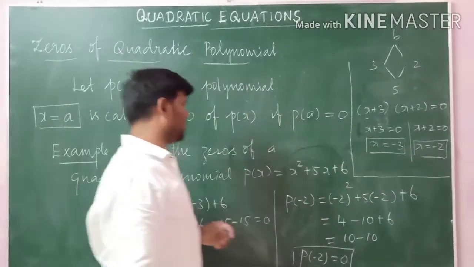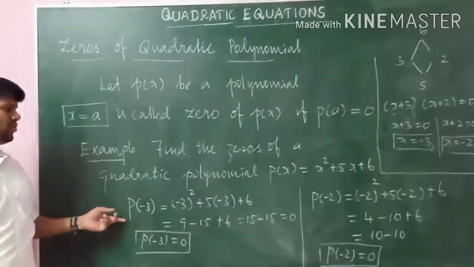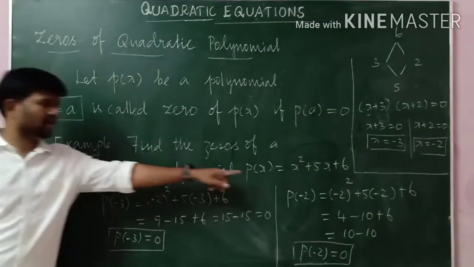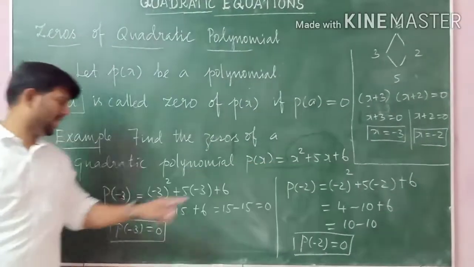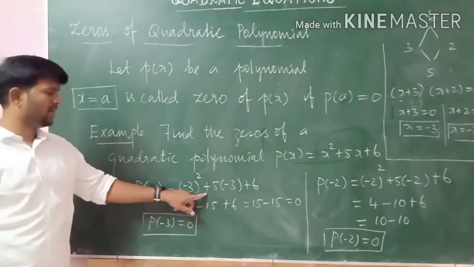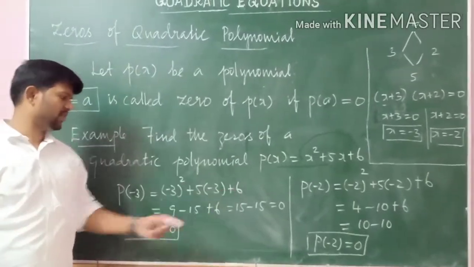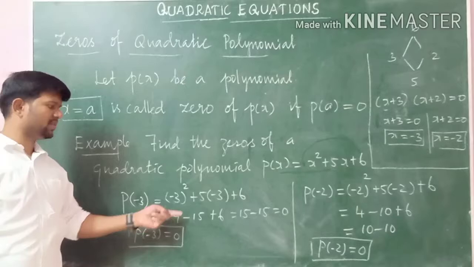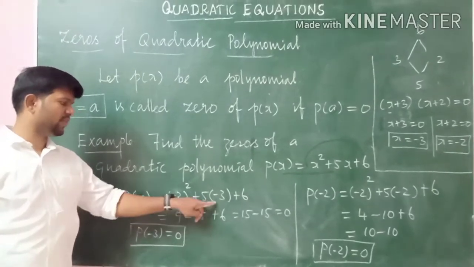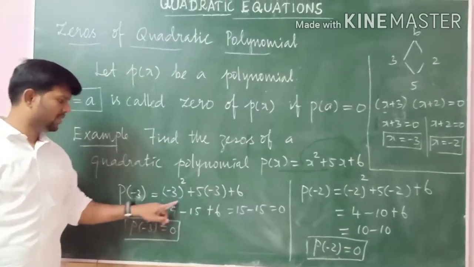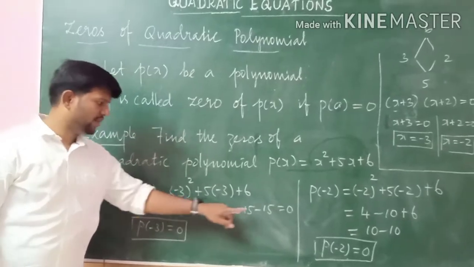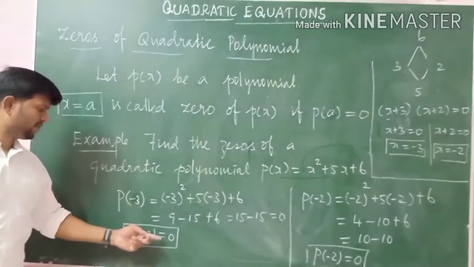Take x is equal to minus 3. Substitute here p of minus 3. Replace x by minus 3. So minus 3 square plus 5 into minus 3 plus 6. What is minus 3 square? Plus 9. Plus into minus, minus 5 3s are 15, plus 6. This 9 plus 6 is 15. 15 minus 15, 0. So p of minus 3 is 0.